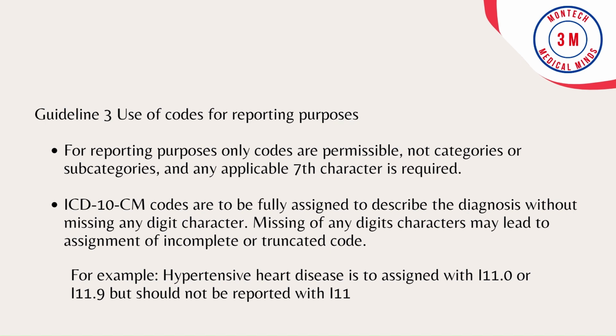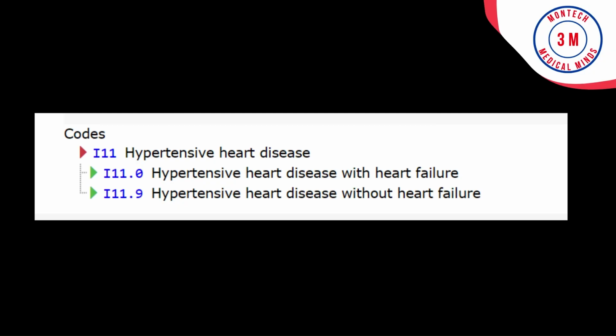ICD-10-CM codes are to be fully assigned to describe the diagnosis without missing any digit or character. Missing any digit or character may lead to assignment of an incomplete or truncated code. For example, hypertensive heart disease is to be assigned I11.0 or I11.9 but should not be reported with I11.